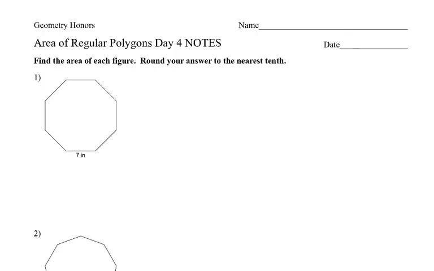Hi everybody, it is day 4 and we are ready to find the area of a regular polygon given just one dimension in the polygon. So just a quick reminder, remember that area is equal to half of the apothem times the perimeter of the polygon. So we are going to use trig today, so be ready for that.